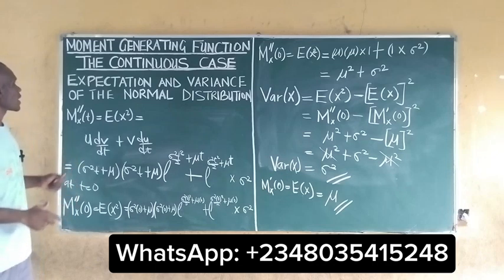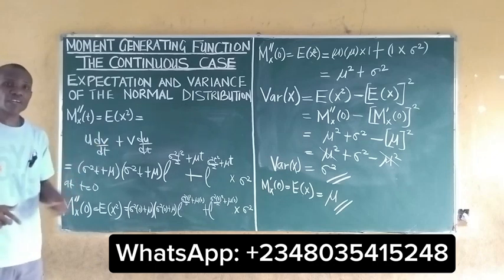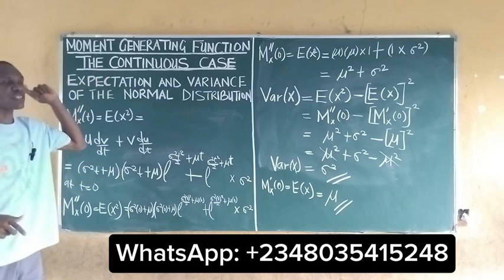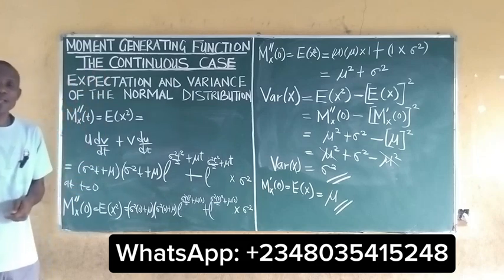This is simply how we can get the expectation and the variance for the continuous case of the normal distribution.